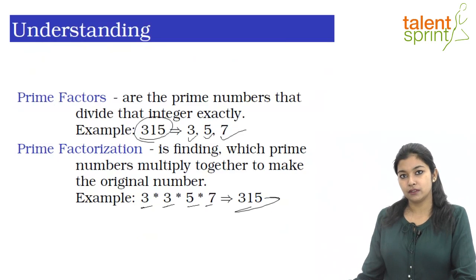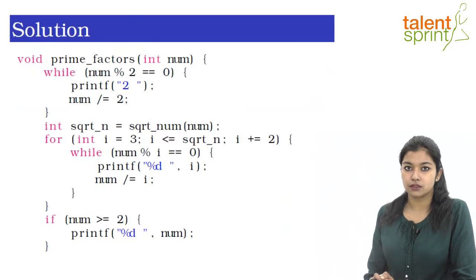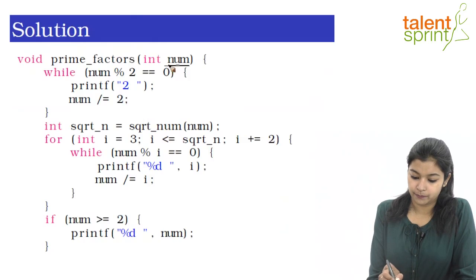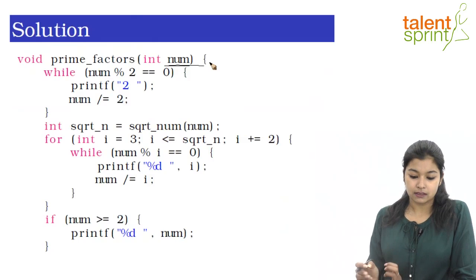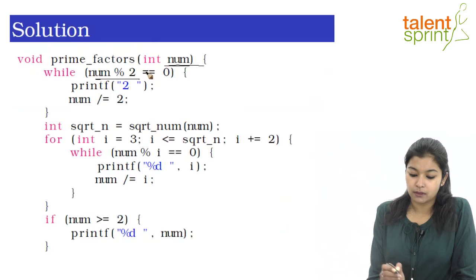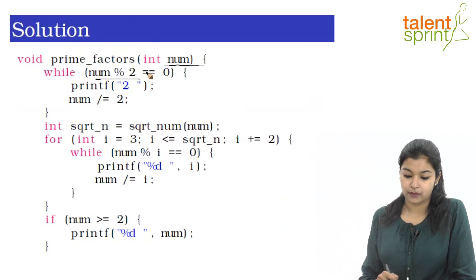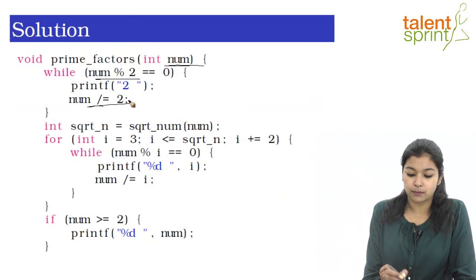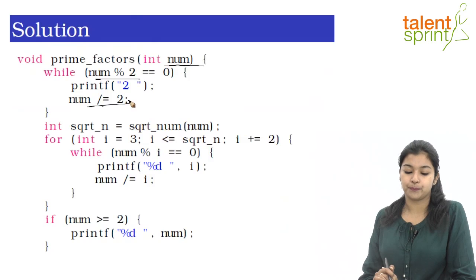So let's move on to the program slide. As you see here, we have written a function prime factors that takes our number as input parameter. First off, what we have done is we have divided our number by 2 to check if the remainder is 0 or not. And if the remainder is 0, we are dividing the number by 2. So we are eliminating 2 out of our equation.